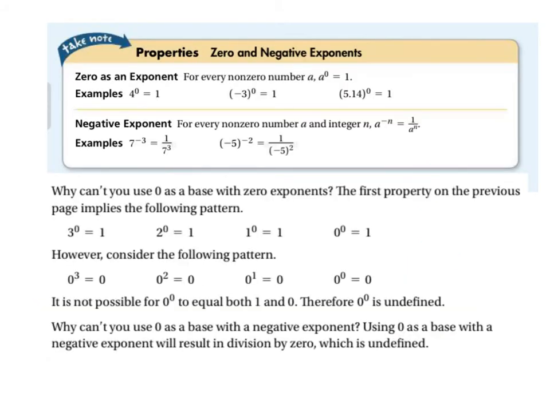Okay, so just to review the piece from your book. Zero as an exponent, again, for every non-zero number, a to the 0 is 1. So, again, here are our examples. Wonder where I got that negative 3 from.